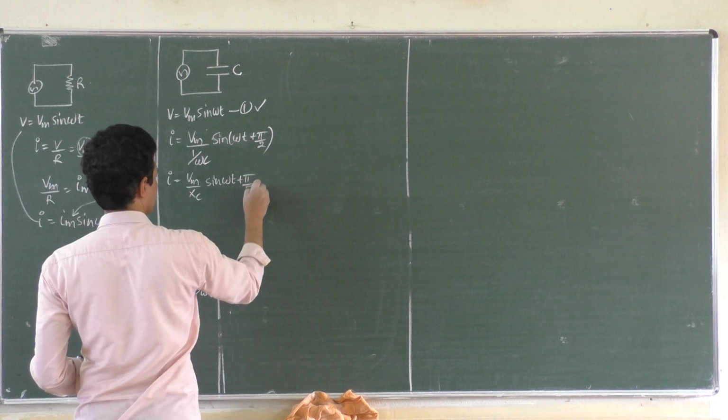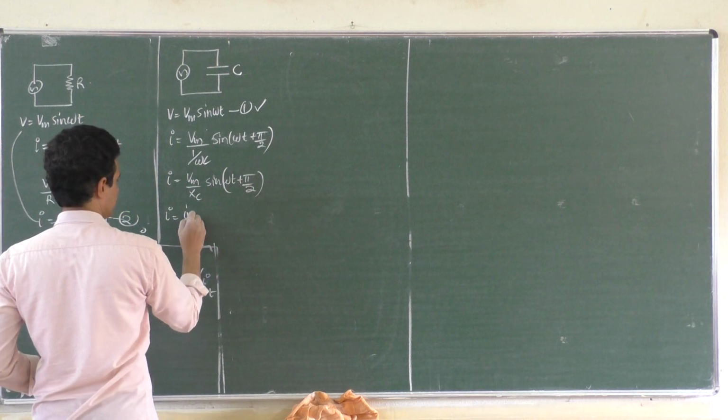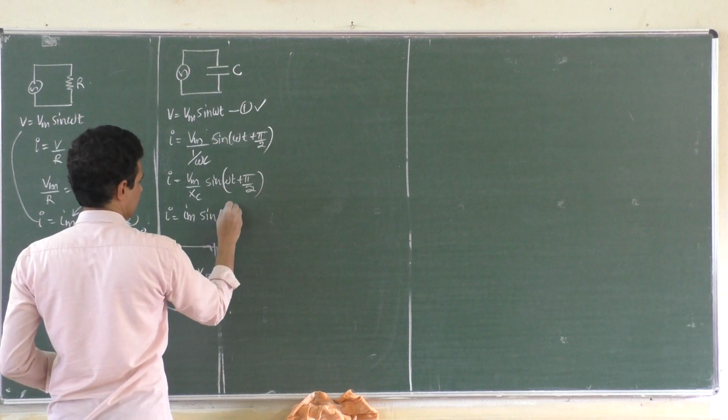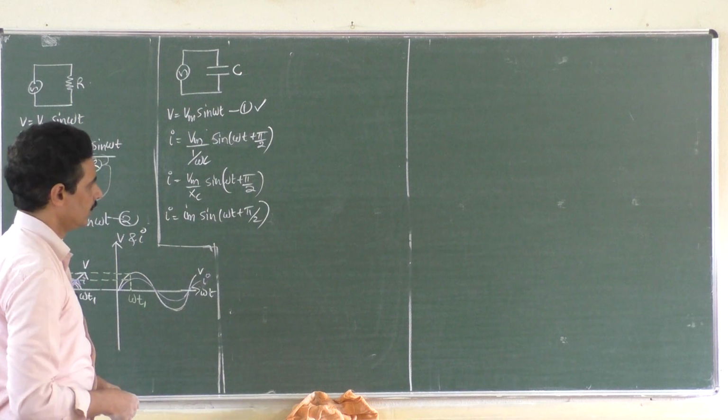We got this because we want to compare this equation in the later stage. I is equal to Im sine omega t plus pi by 2. This is what we got in the last case.